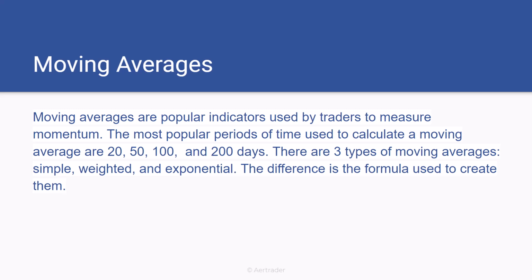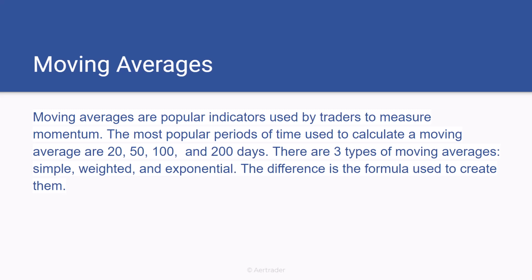It is calculated by taking the average price of a security over a specific period of time, and then plotting that value on a chart to identify trends and potential reversal points. The most popular periods of time used to calculate a moving average are 20, 50, 100, and 200 days.